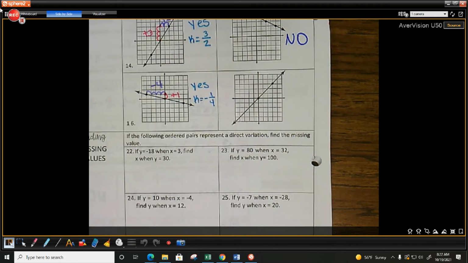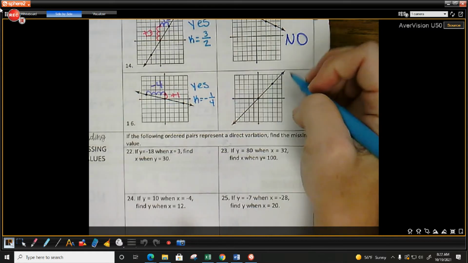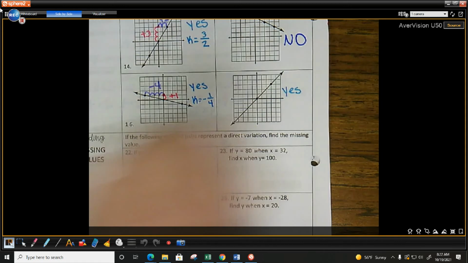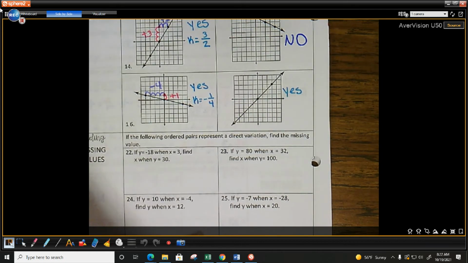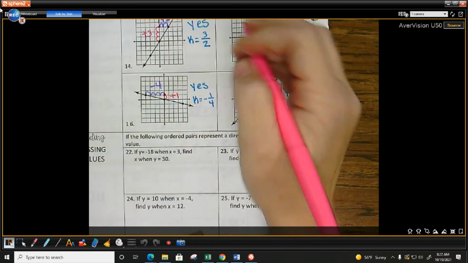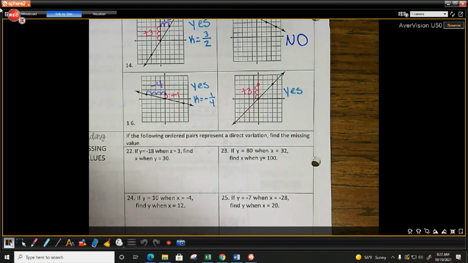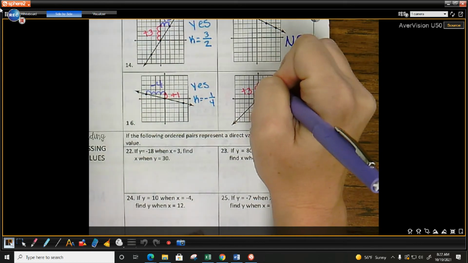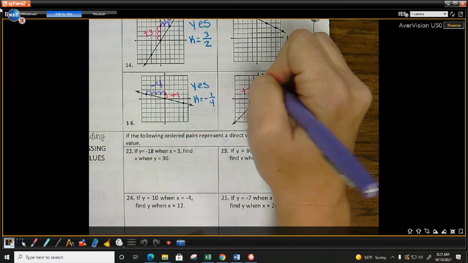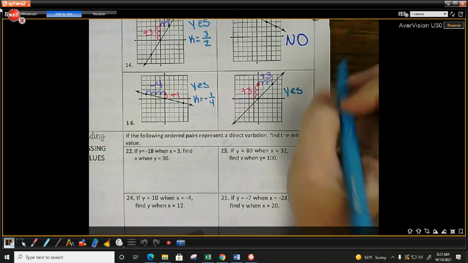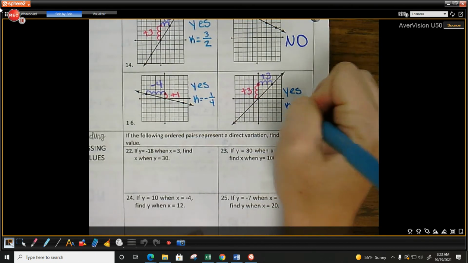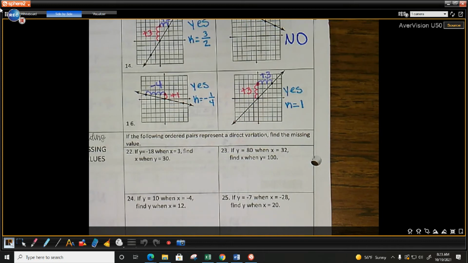Okay, number 17. Is this an example of direct variation? Does it go through the origin? Yes. Okay, then we need to find our slope. 1, 2, 3. I go up 3. 1, 2, 3. I go right 3. So what's my slope or my constant of variation? K equals 1. 3 over 3 is 1. Are we good with telling direct variation from a graph?